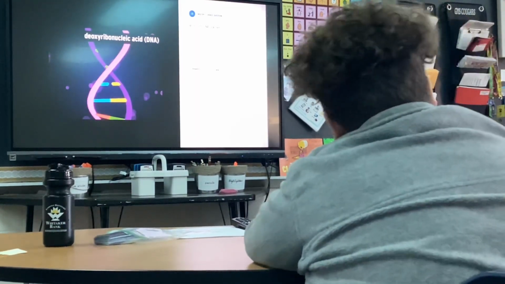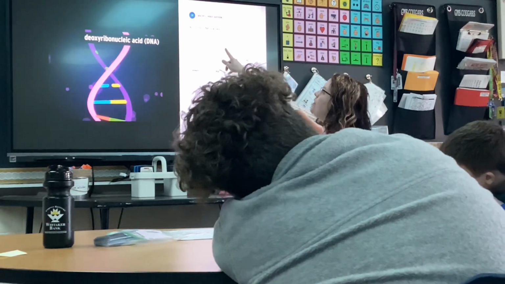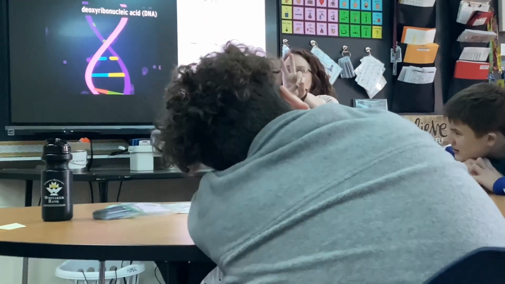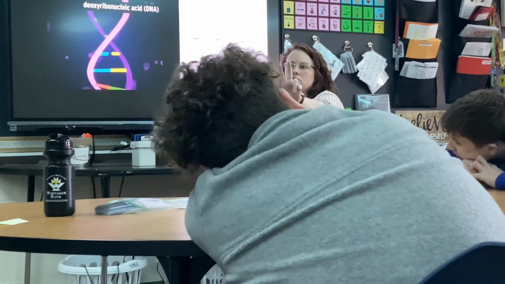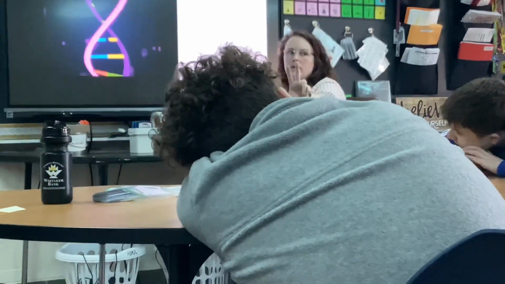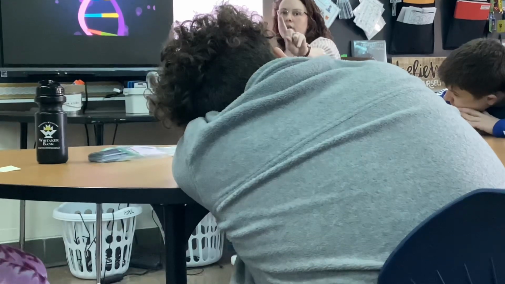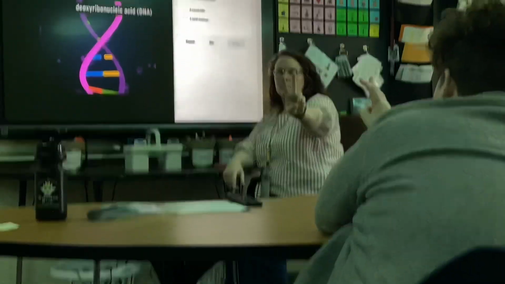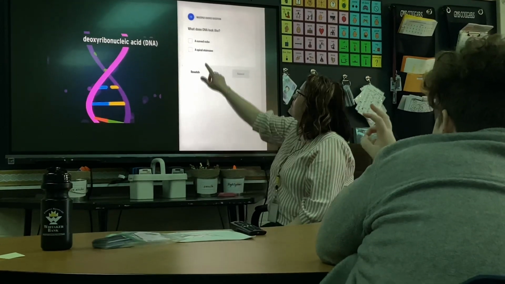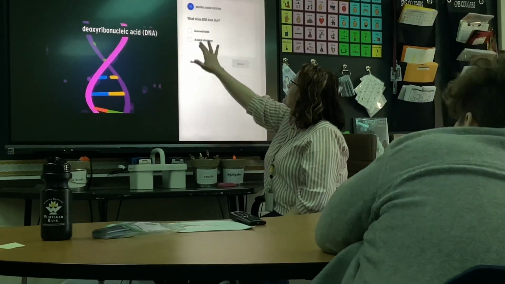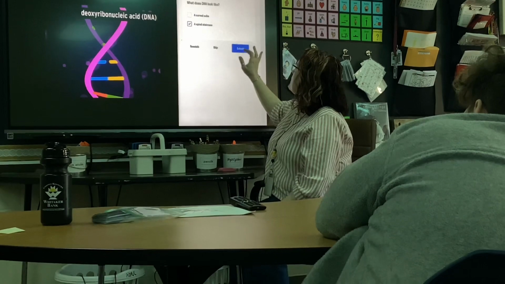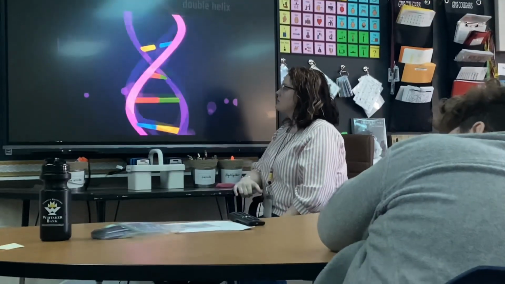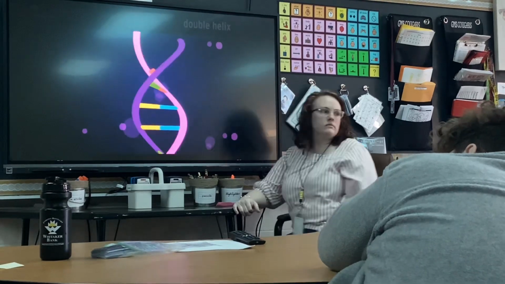Okay, so what does DNA look like? Does it look like a curved cube or a spiral staircase? Is it 1 or is it 2? Show me fingers. Focus. Okay, so everybody show me 2. Good job. This double helix shape forms into long strings.